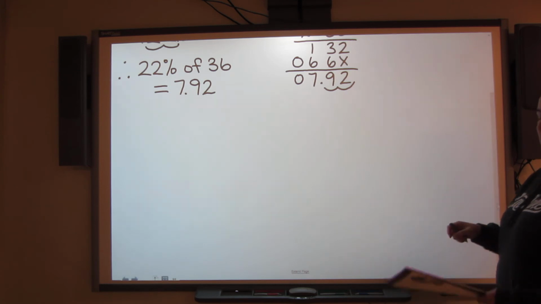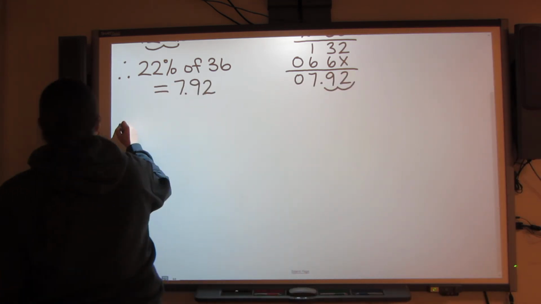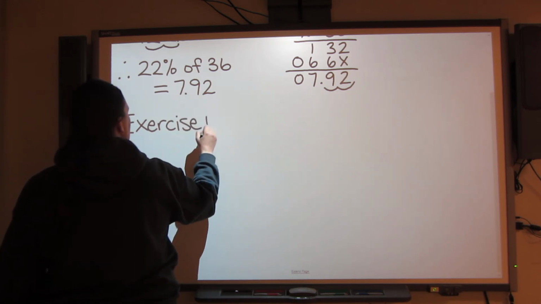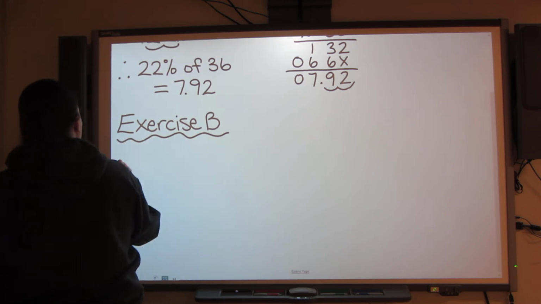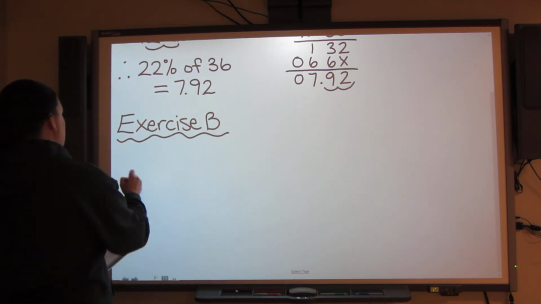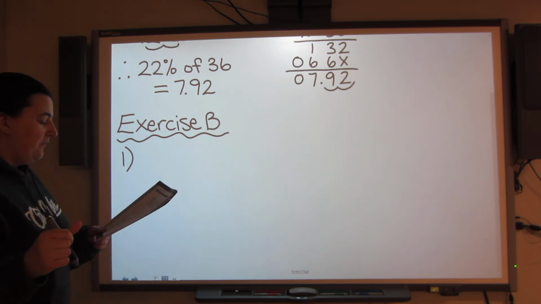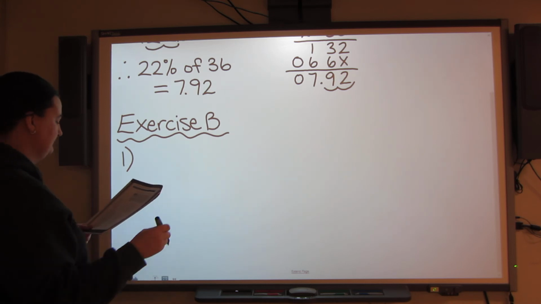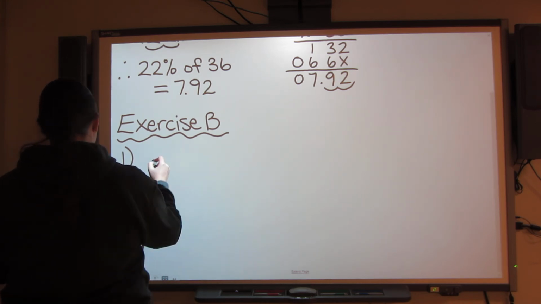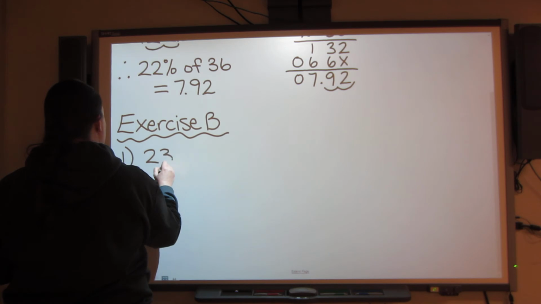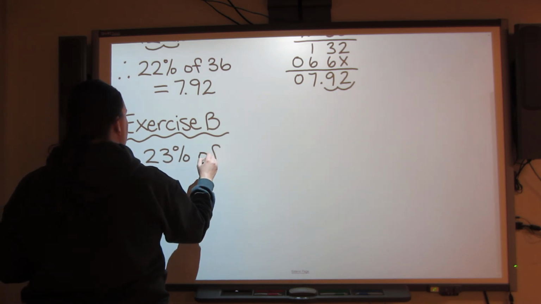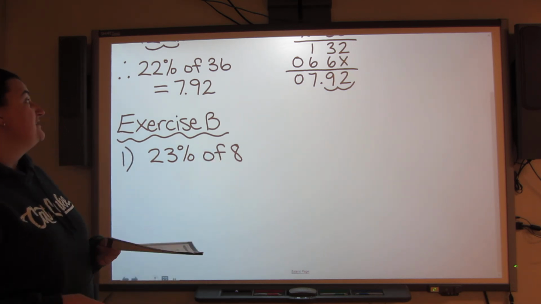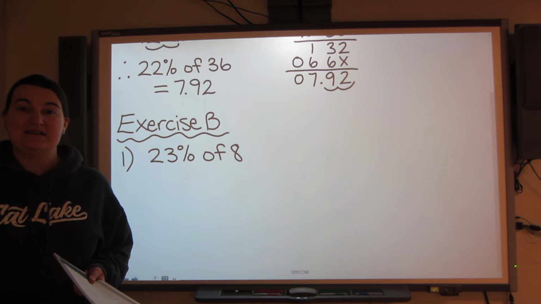Let's talk about exercise B. So for exercise B, let's talk about number 1. What number is 23% of 8? So, 23% of 8. There we go. So you're going to do the same thing. This is exactly the same way.